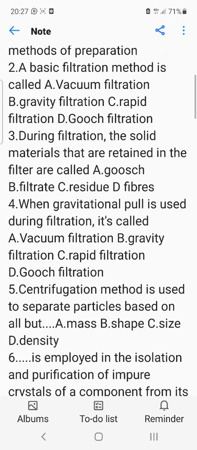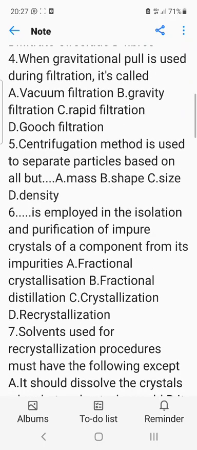Number 5, centrifugation method is used to separate particles based on all except dash. Is it mass? Is it shape? Is it size? Is it density? The answer is size. Mass, shape, and density are the features of substances that are separated through centrifugation.